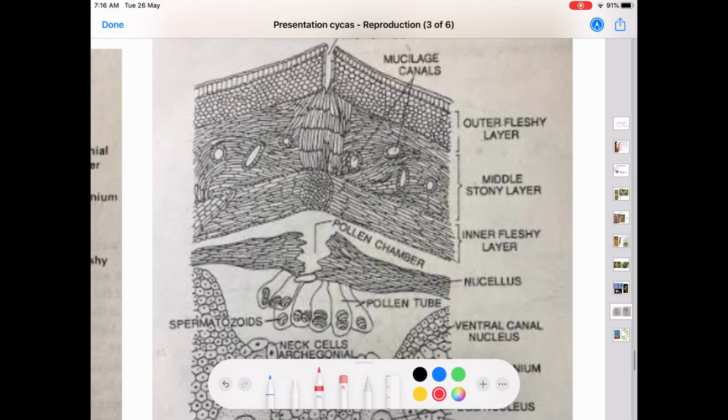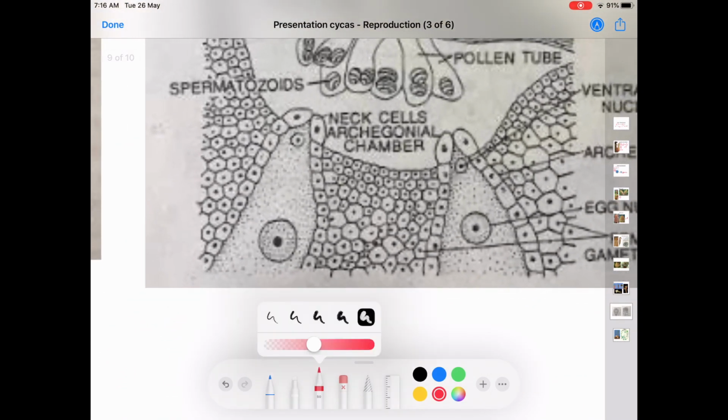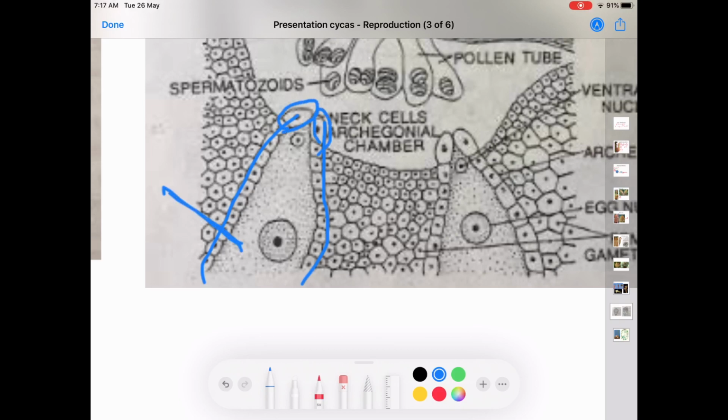See this. You can see these are the archegonium. Archegonium in turn is having a neck cell and a venter. This lower bulged portion is known as venter, and venter will be carrying the egg. This is the egg, neck and the venter.